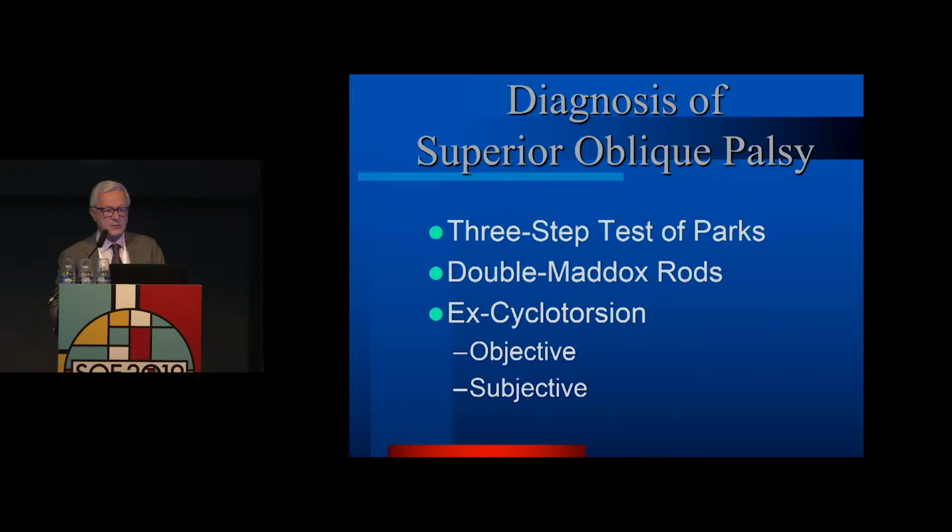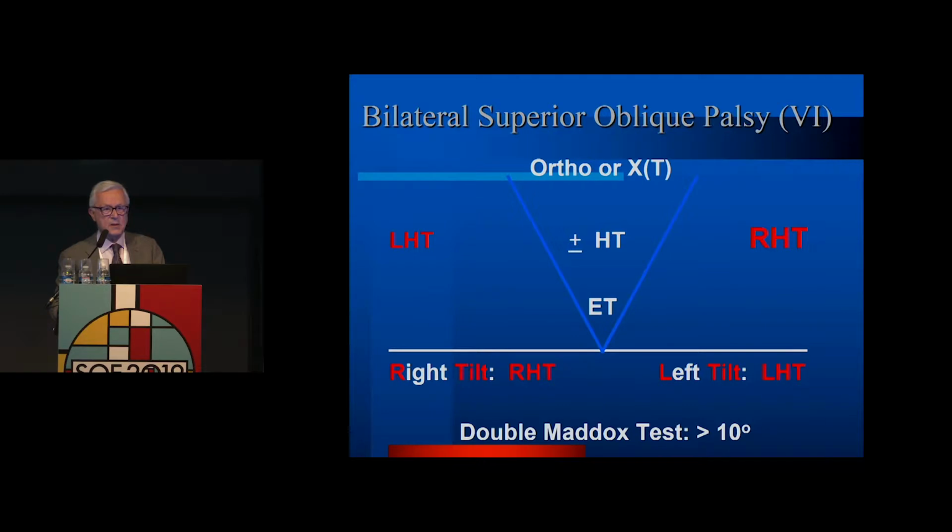We use the 3 steps test of Parks, the double Maddox rod, and look for X-cyclotorsion, both objective and subjective. This is a typical presentation of bilateral superior oblique palsy. We have a V pattern strabismus, right hypertropia in left gaze, left hypertropia in right gaze. The Bielschowsky head tilt test is positive to both sides.